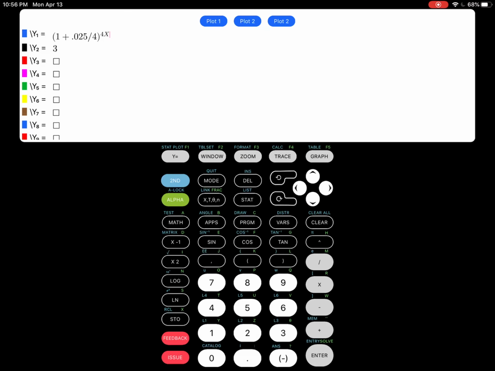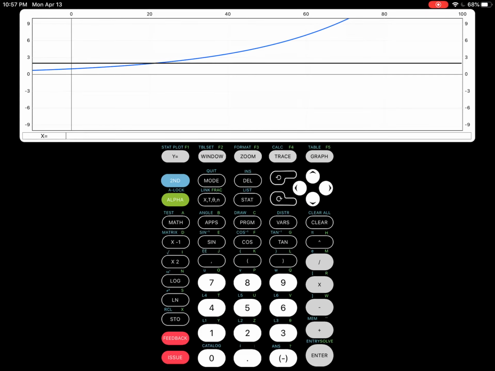Okay, so you'll go to your y equals. Okay, I put 2 in my y2 already. I'm going to put 1 plus 0.0325 divided by 12 raised to the 12 times t, or in this case, x power, because we're going to be using x on our graphing calculator, but it means t in terms of the problem. Okay, and you're going to graph that.